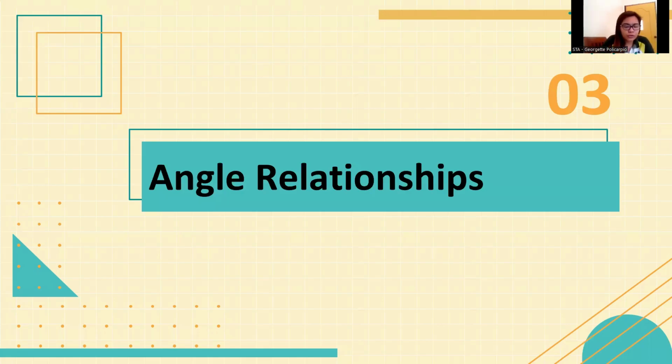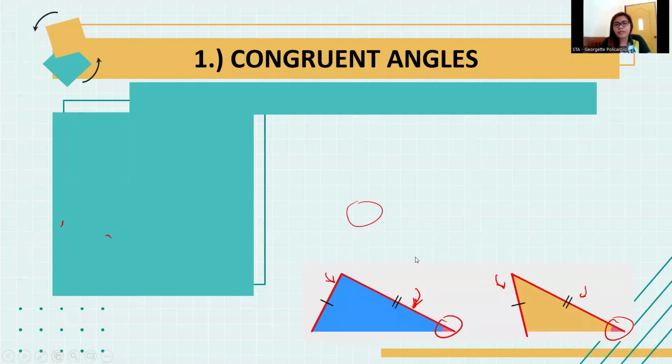Okay, so for today, we will discuss angle relationships. Napag-usapan na natin kung ano yung angles last time at kung paano magpangalan ng angles. Ngayon, pag-uusapan naman natin yung mga relationships and also yung pairs of angles formed when two lines intersect. Okay? So, napag-usapan na natin kung ano yung congruent angles.